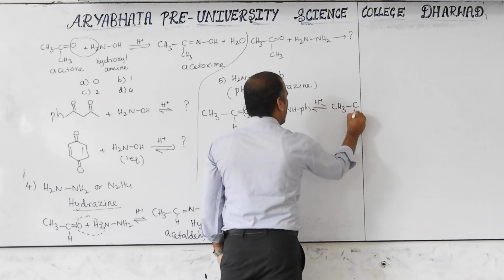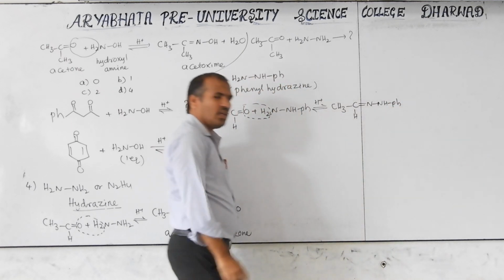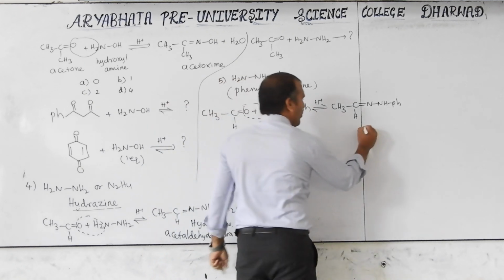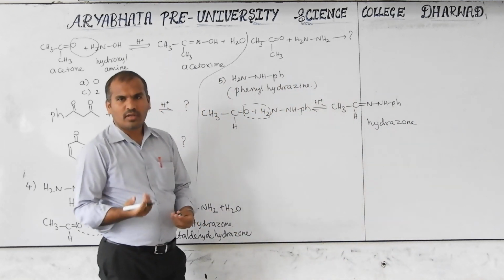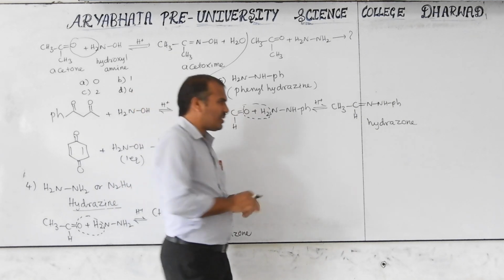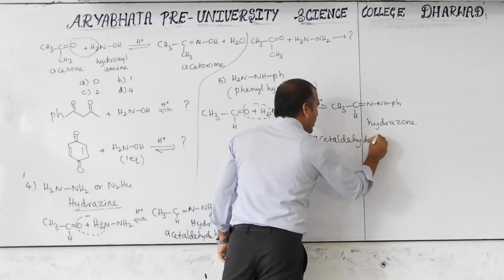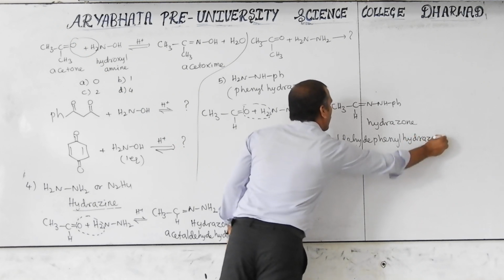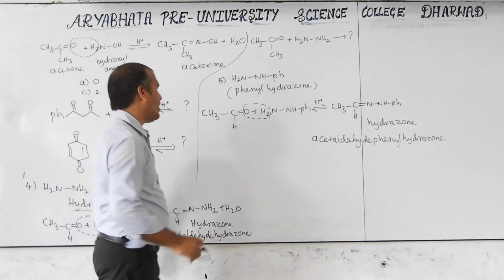Then it converts to CH3CH=NNHPh. What is its name? Hydrazine, then what is the product name? Hydrazone. Zines are turned into zones. What is the name of this compound, acetaldehyde reacting with phenylhydrazine? It is called acetaldehyde phenylhydrazone. Just add the names. Zines are converted to zones. This is very easy to remember.